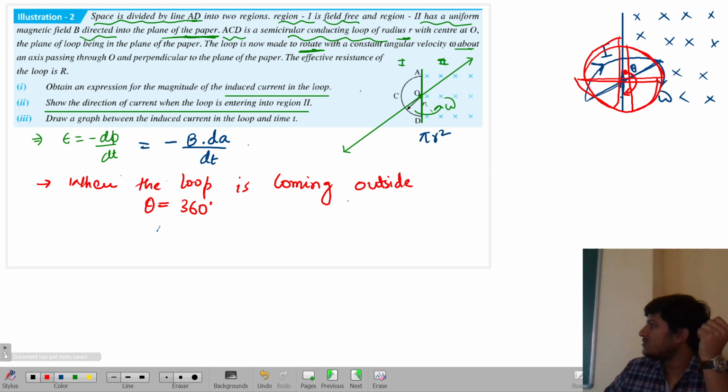So from 0 to 360, which means one full clockwise rotation, what is happening? First the flux is increasing, then the flux is decreasing. Yes or no? We are going to apply that concept and solve this. Can you just calculate that area factor which is going to depend upon angle theta? Do it fast.